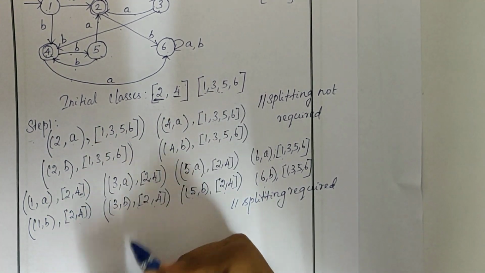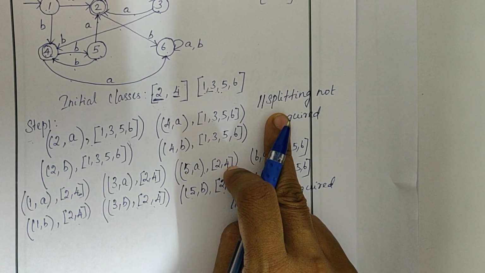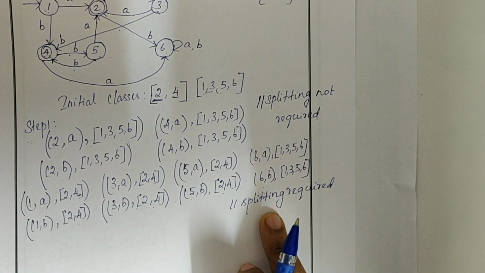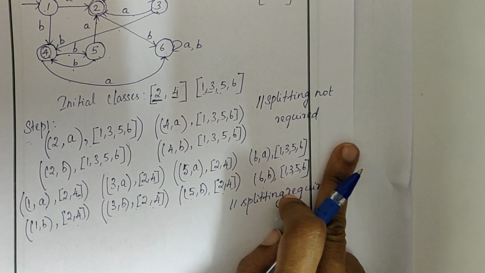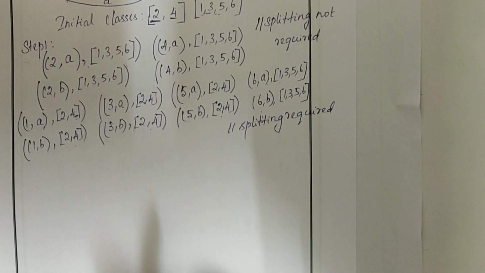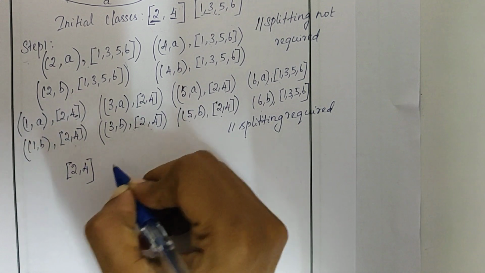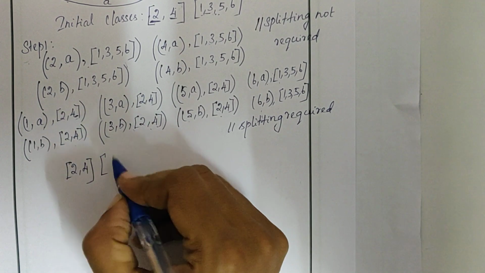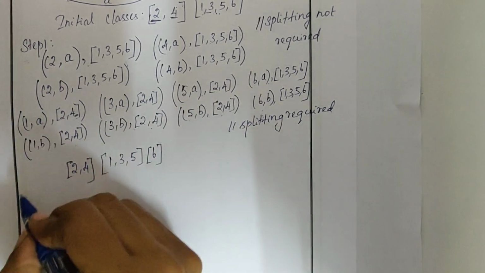Now you can split. For this 2 comma 4, I have written the comment as splitting not required, so don't split it. But for this non-final class I have written splitting required, so you have to split it. When you split it, you have to make this 6 separate and put 1 3 5 in a single class. So here I'll write 2 comma 4 as it is, since splitting is not required, and 1 3 5 in one class, and 6 I'll split.